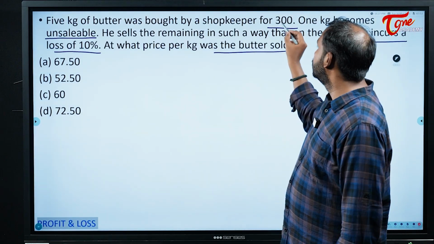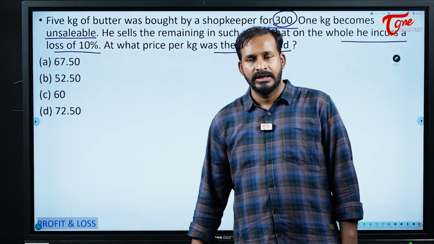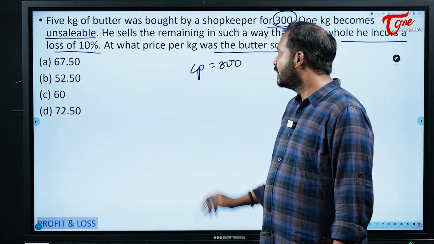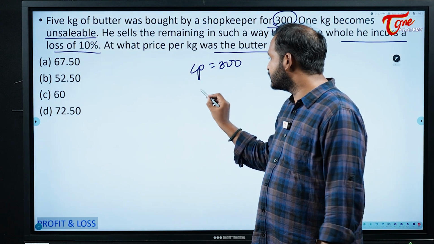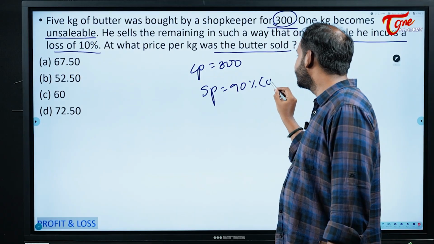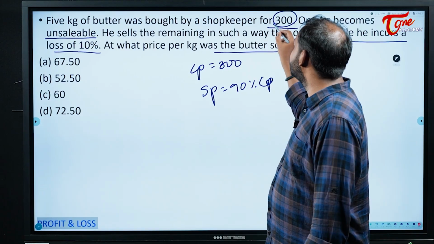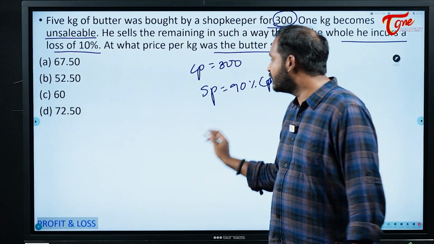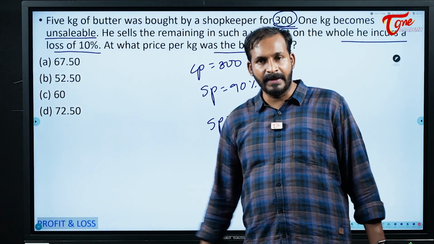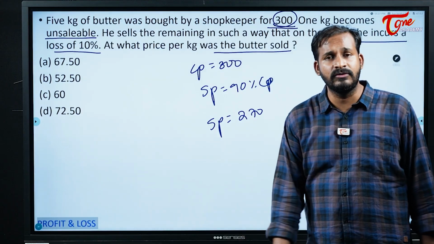On the whole, he should get a 10% loss, right? What is 10% of 300? The cost price is 300. They have given it very clearly. And loss is 10% means what is the selling price relation I can write? 90% of CP. Or if you are really good, what is 10% of 300? 30. So the selling price becomes 270.